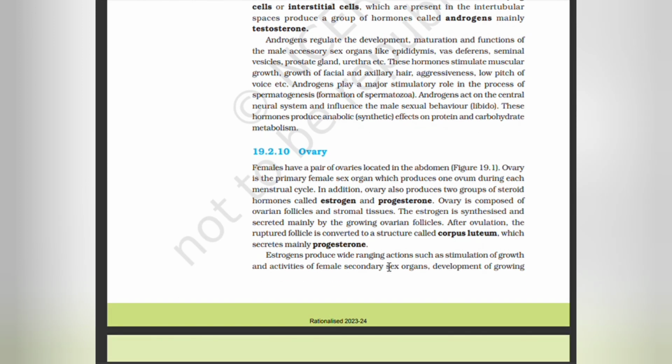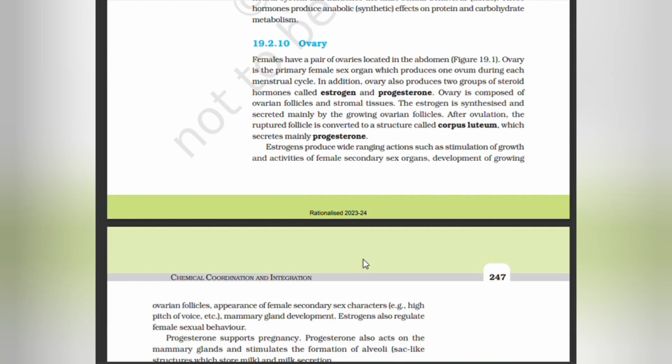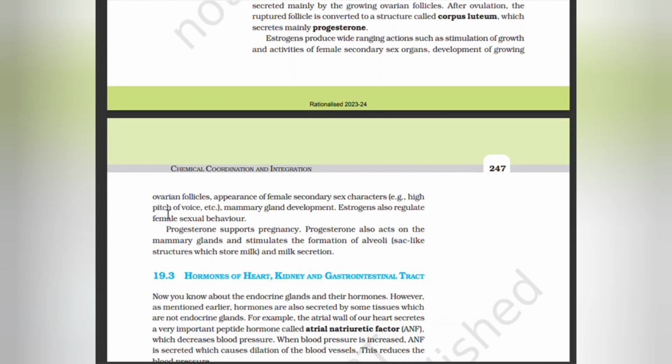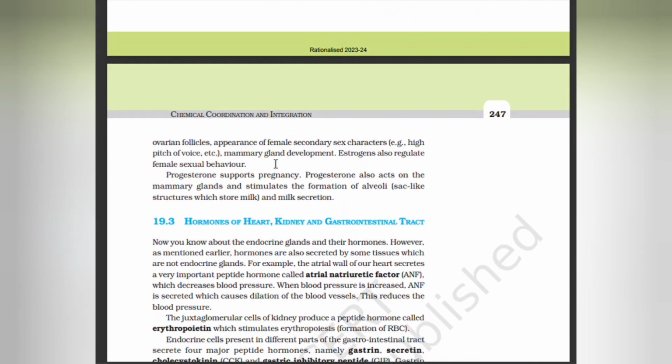Estrogens produce wide-ranging actions such as stimulation of growth activities of female secondary sex organs, development of growing ovarian follicles, appearance of female secondary sex characters, mammary gland development. Estrogens also regulate female sexual behavior. Progesterone supports pregnancy. Progesterone also acts on the mammary glands and stimulates the formation of alveoli structures and milk secretion.